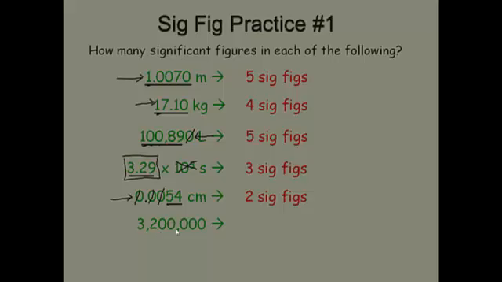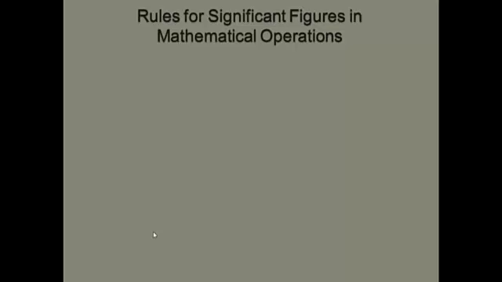3,200,000. No decimal. Decimal absent. So we start counting from the Atlantic side. We don't count any zeros until we get to the first non-zero. 2 sig figs, the 3 and the 2. Alright? Now that we've been able to count, we can look at a number and tell how many sig figs.